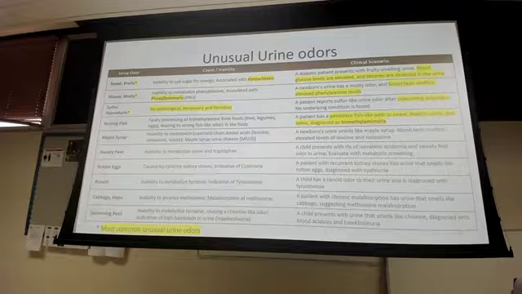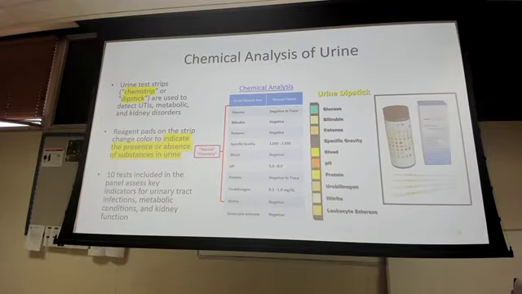Let's see what else. We've got a rotting fish smell associated with trimethylaminuria, maple syrup, usually associated with maple syrup urine disease, sweaty feet, rotten eggs. We don't use these terms, okay, but it's just something to associate. So we won't go to the next one, because that's really not anything we'll ever report to you.